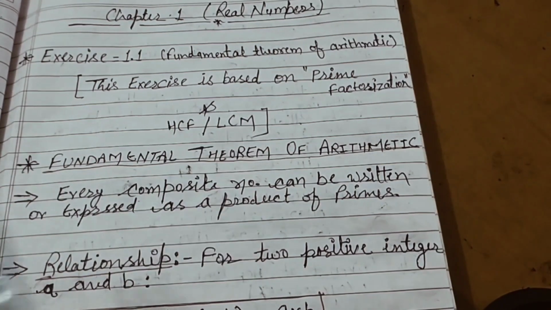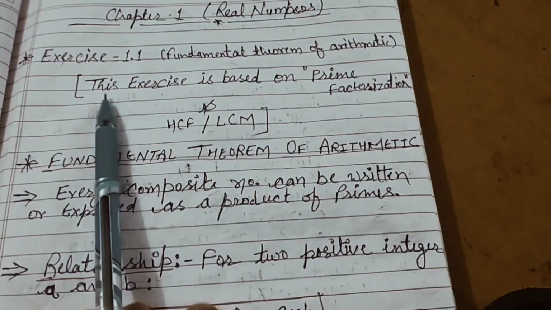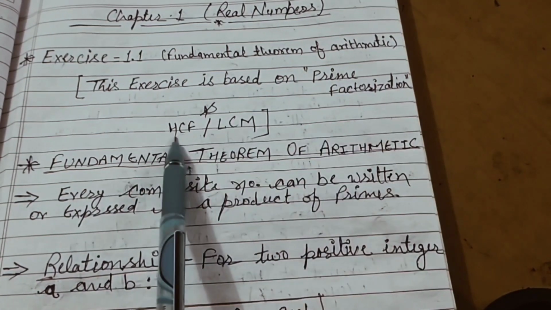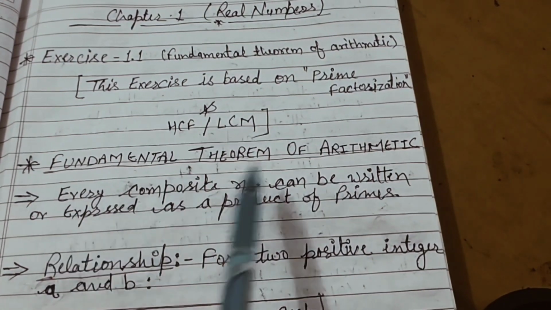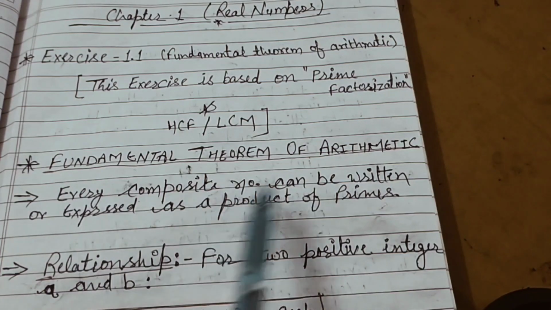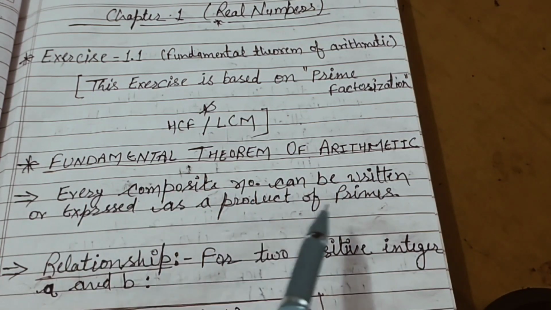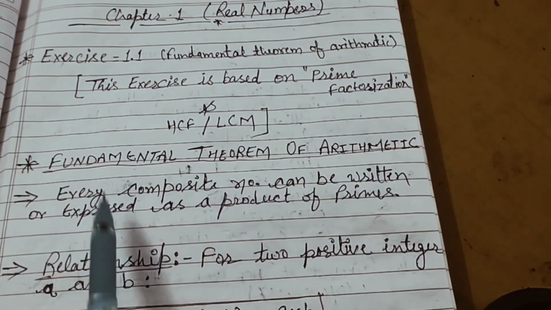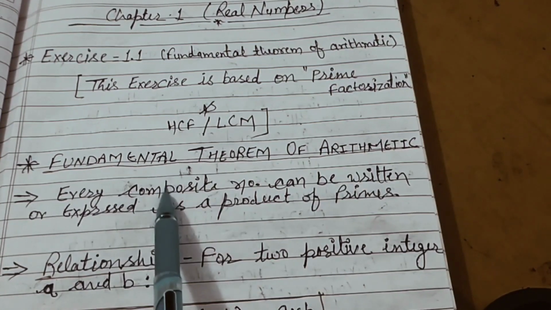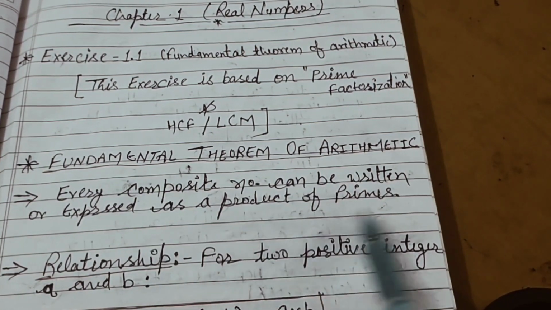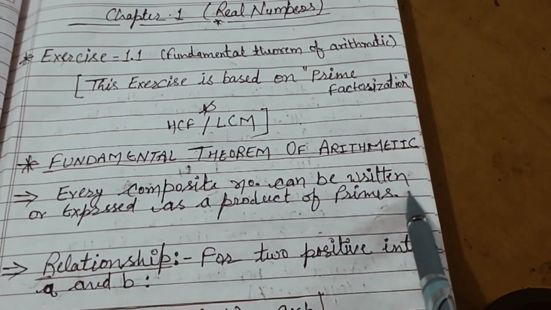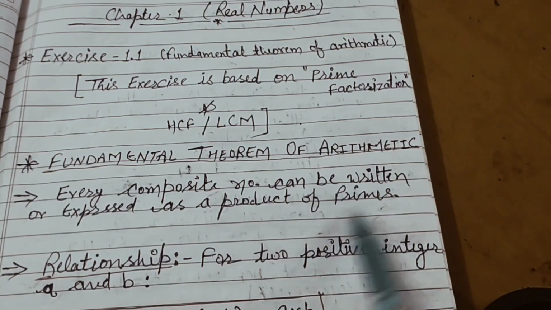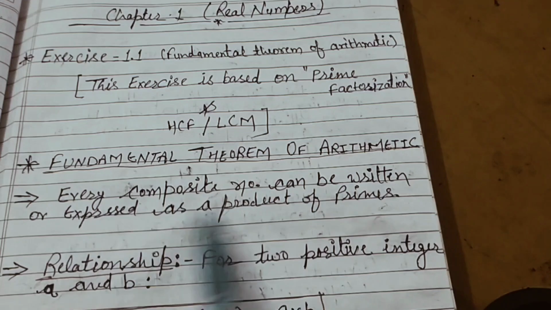Exercise 1.1, Fundamental Theorem of Arithmetic. This exercise is based on prime numbers and HCF and LCM. The Fundamental Theorem of Arithmetic says every composite number can be expressed as a product of prime numbers. According to this theorem, every composite number is a multiple of a prime number, and any prime number is a factor of a composite number.